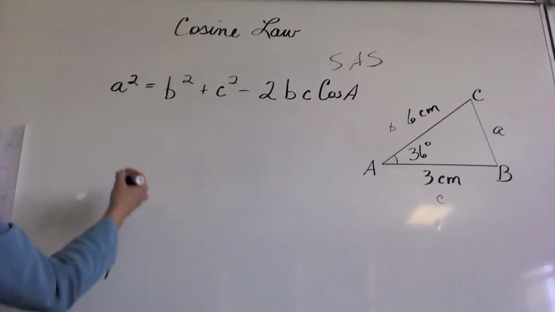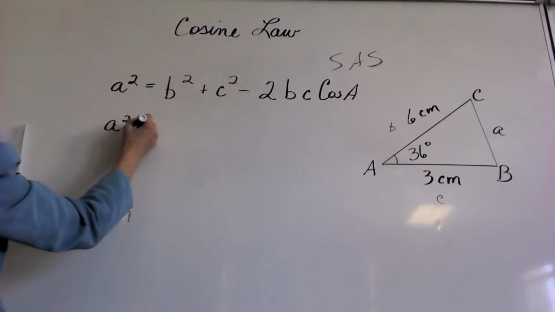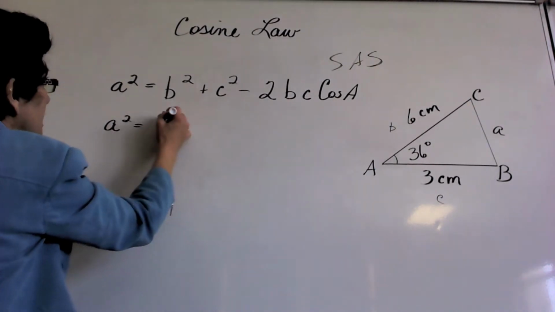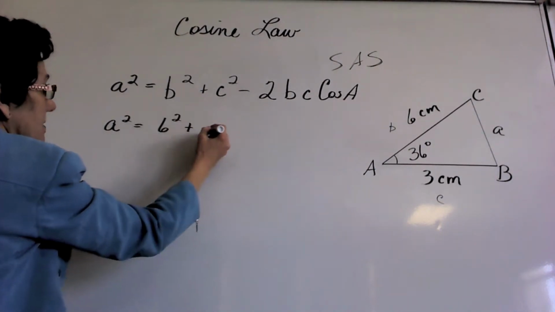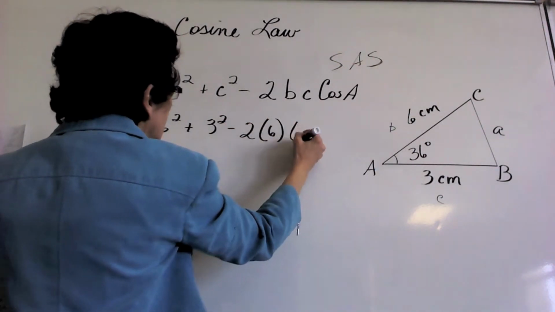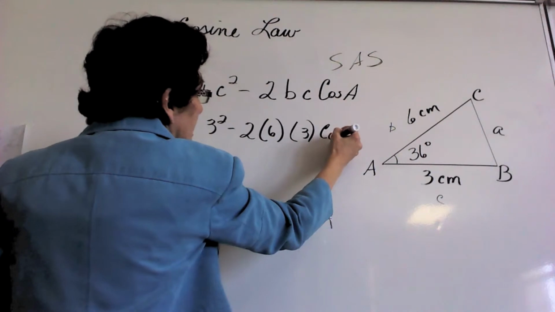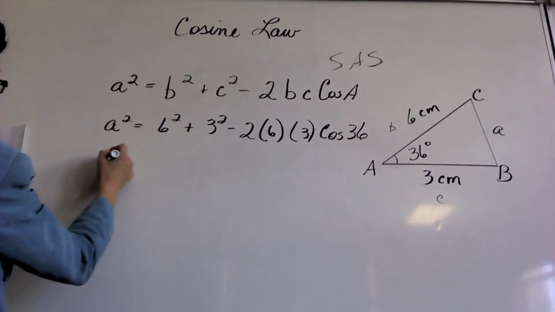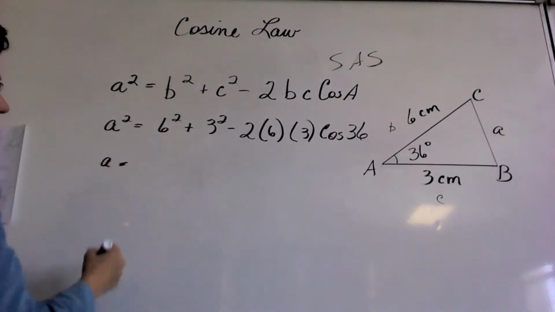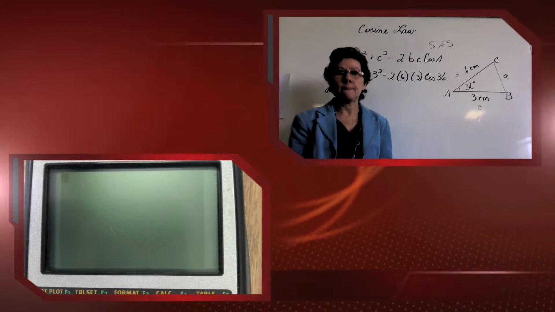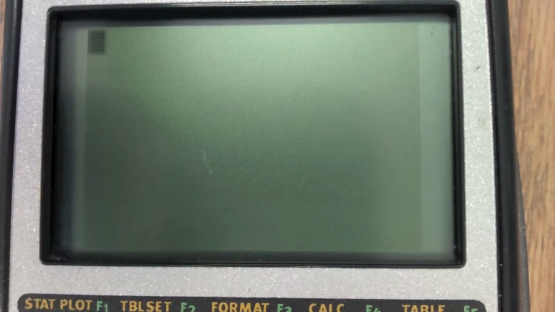So let's put in our substitution. A squared equals 6 squared plus 3 squared, subtract 2 times 6 times 3, and then cos of 36. I'll show you how to enter it into your calculator. I'm going to show it to you in two different ways.